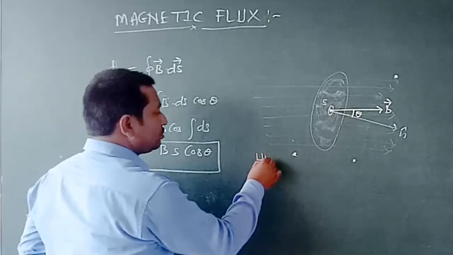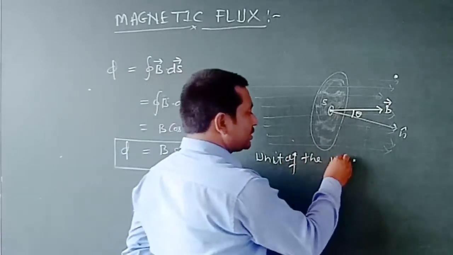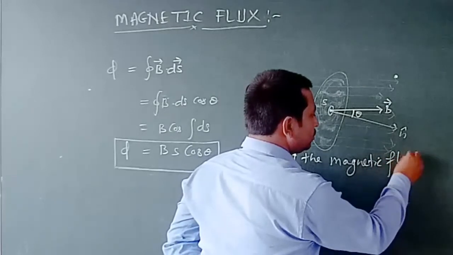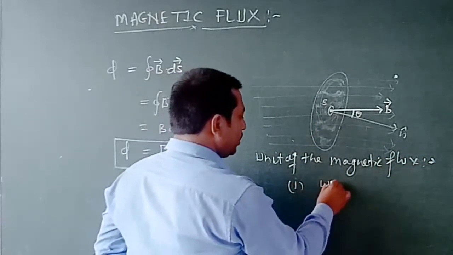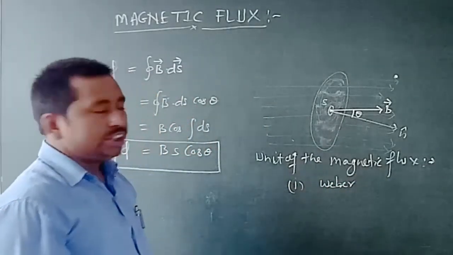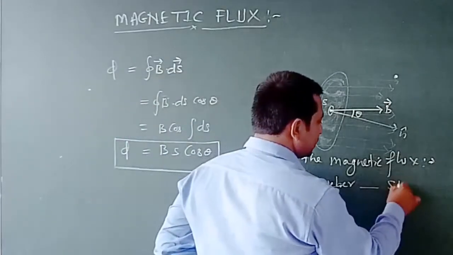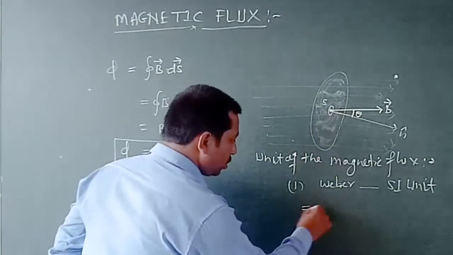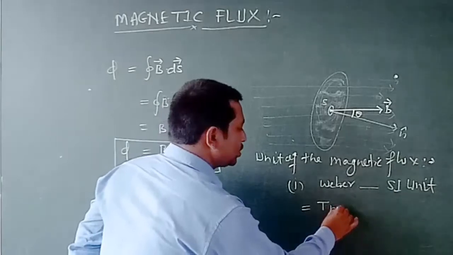The unit of the magnetic flux: there are two different units. First, Weber. This is the SI unit of the magnetic flux. This is also equal to Tesla meter square.